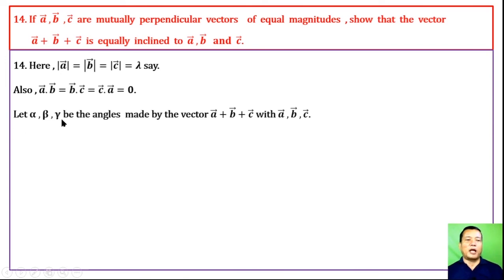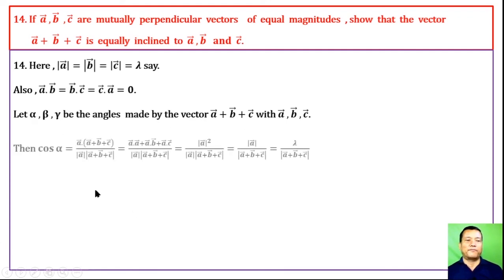Let alpha, beta, gamma be the angles made by the vector A plus B plus C with vector A, vector B, vector C respectively. Then cos alpha, the angle between vector A and the sum of these three vectors, using the scalar product of two vectors, we get this. A dot A gives magnitude of A square. Taking the magnitude of A on both sides, we get magnitude of A, which is lambda.